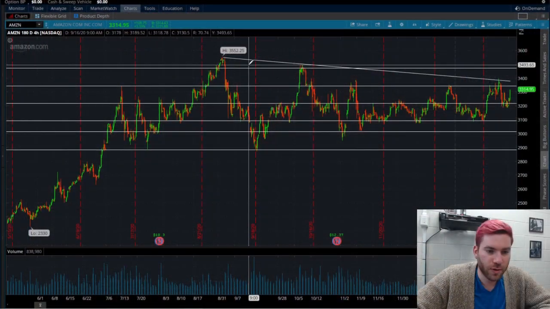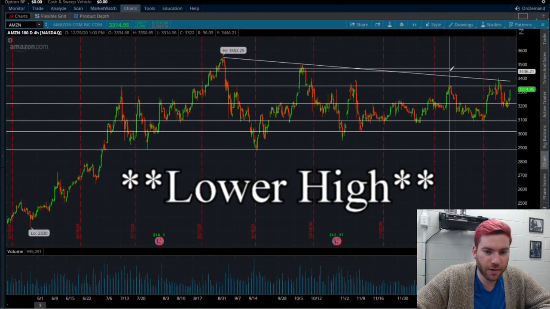It must hit 3 times, and until you can find that, it's not valid. Here on Amazon, we have 3 peaks that are all lower highs: lower high, lower high, lower high. That way you can connect all 3 of them. That's the top of your horizontal triangle. So we have all 3 higher lows here: higher low, higher low, higher low.